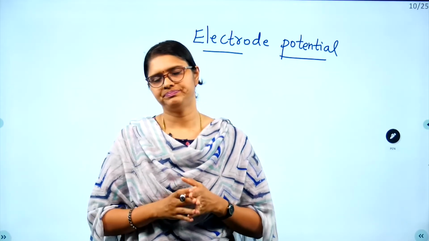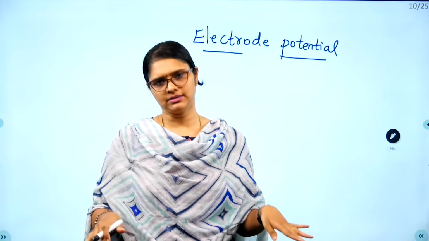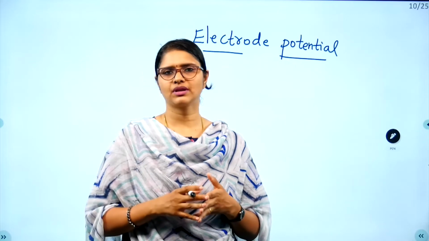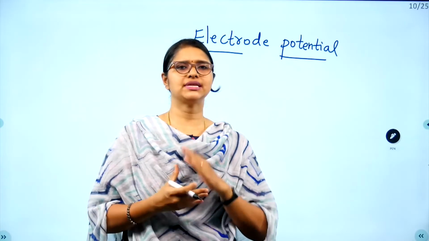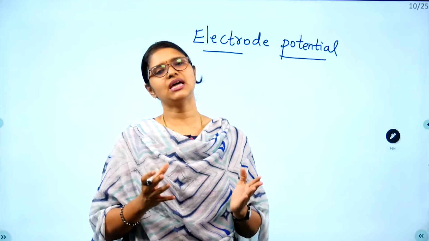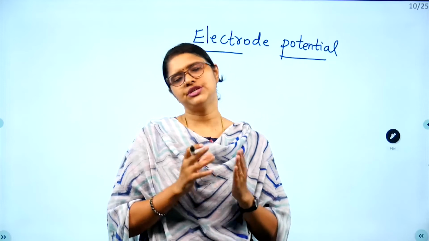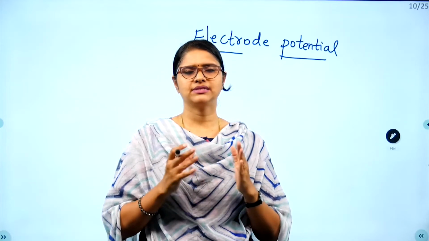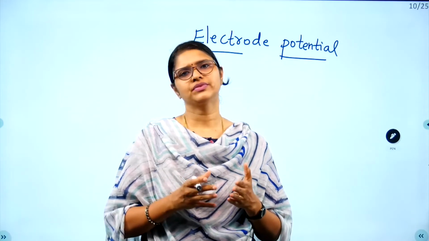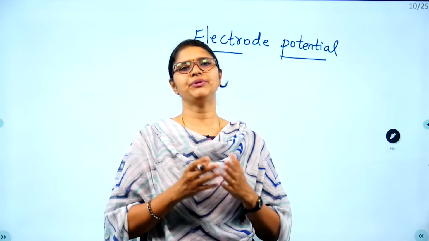And the electrode potential is purely experimental. It is not theoretical, it is experimental. So it depends upon ionization energy, sublimation energy, hydration energy, and enthalpy of atomization. Ionization energy, you know what it is, right? The amount of energy required to remove an electron from the outermost or valence shell is the ionization potential or ionization energy.